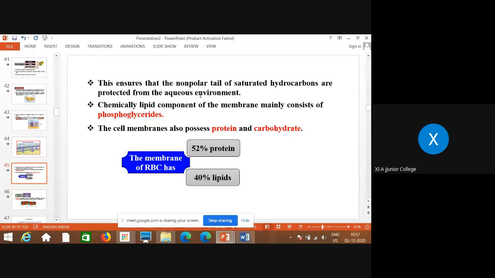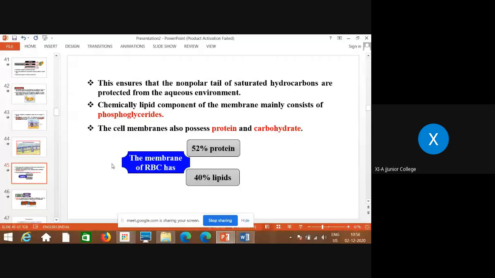You can understand the meaning. Because these tails have no affinity with water, they remain protected from the aqueous environment, as they are situated inwardly, so they are automatically protected from the aqueous environment.